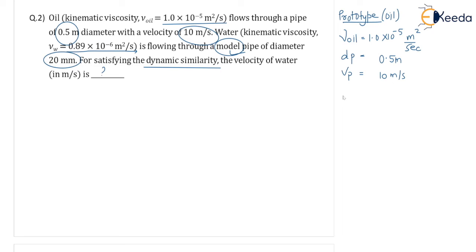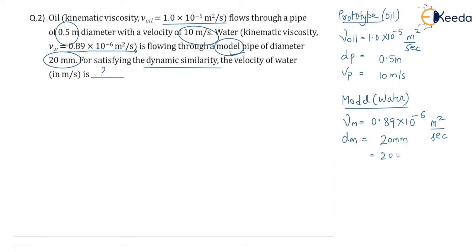For the model, I will write the next data. In the model pipe, which liquid is flowing? Water. So details for the water are given here. Kinematic viscosity nu model is 0.89 × 10^-6 m²/s. And one more data is given for the model, that is diameter of the model pipe d_m is equal to 20 mm. This must be converted into meter, so 20 × 10^-3 meter.